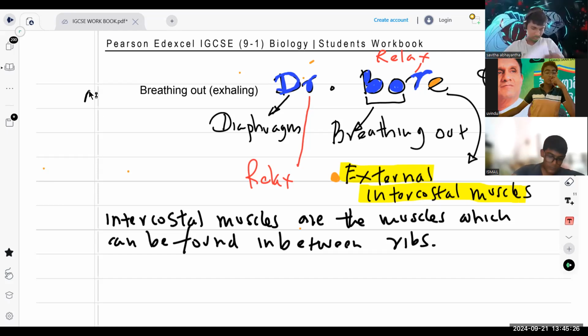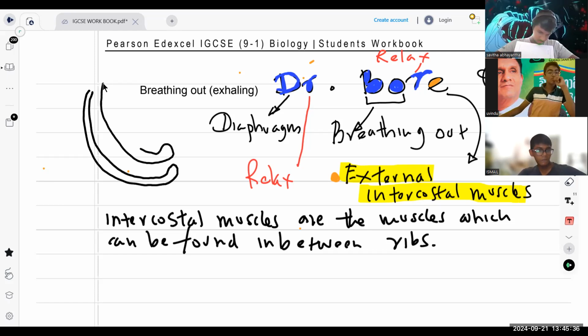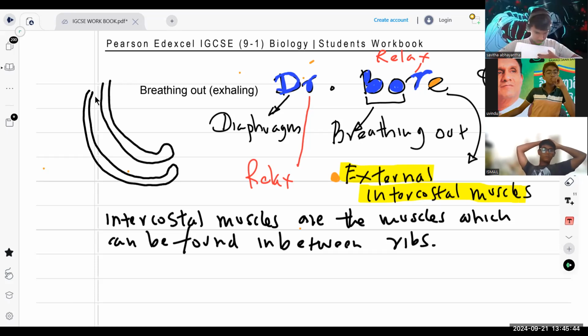So if I draw a rib like this, one rib, and this is the second rib. We can find the muscles in between these two ribs. For example, the yellow colored one is the muscles. They are called intercostal muscles.